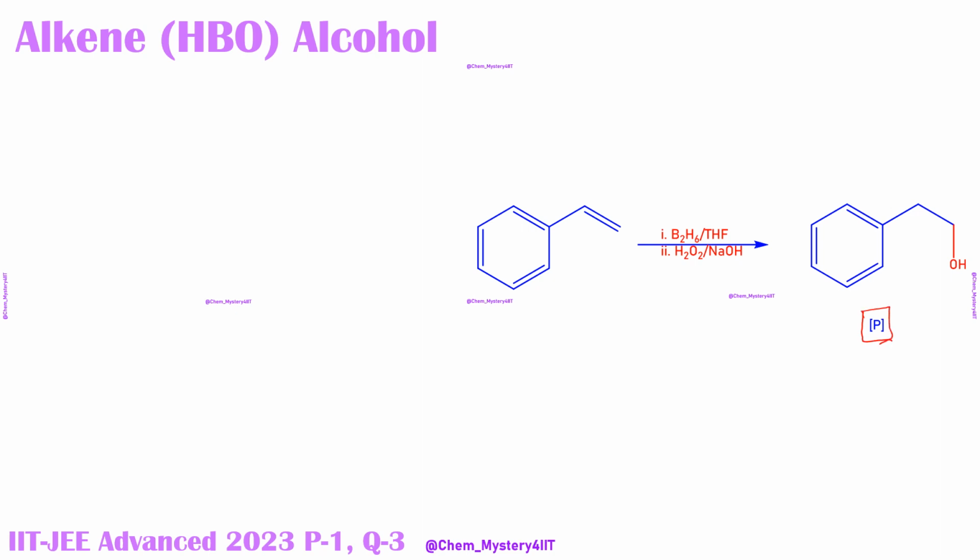Basically, in these two steps, what were there? That is B2H6 in presence of THF, and hydrogen peroxide in presence of sodium hydroxide. So this reaction, when we say HBO, which basically stands for hydroboration oxidation, is having two steps. The first step, step number 1, is considered as hydroboration. The second step is considered as oxidation.